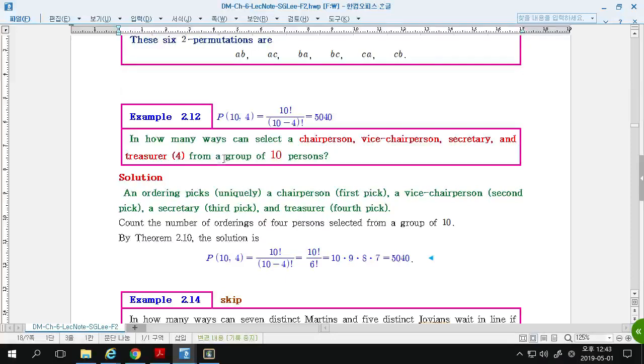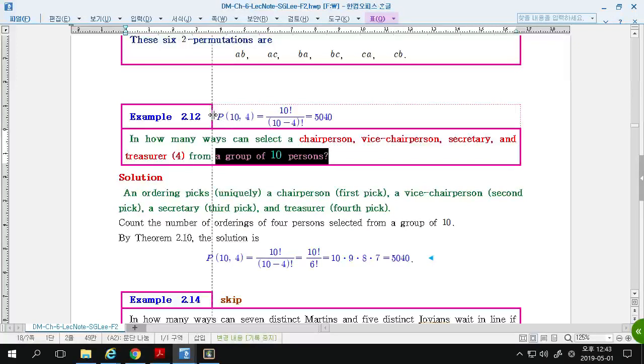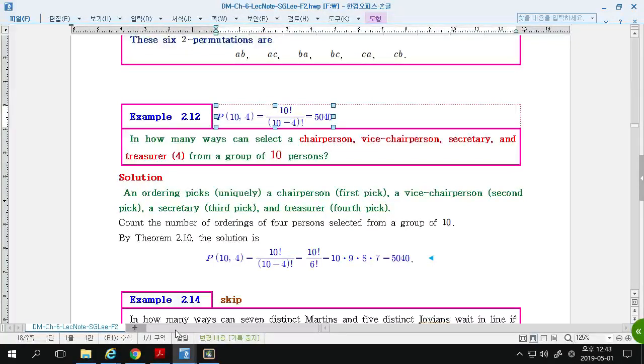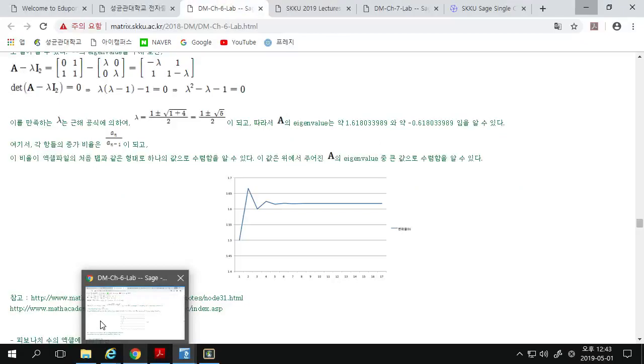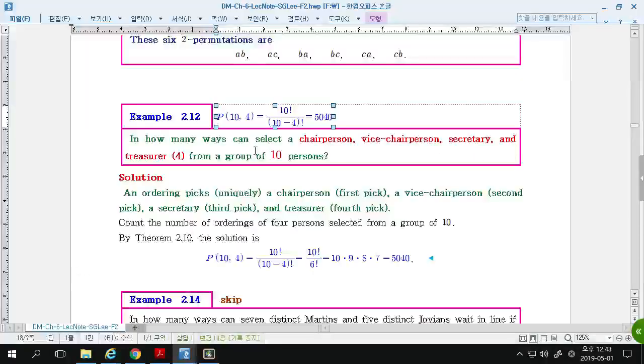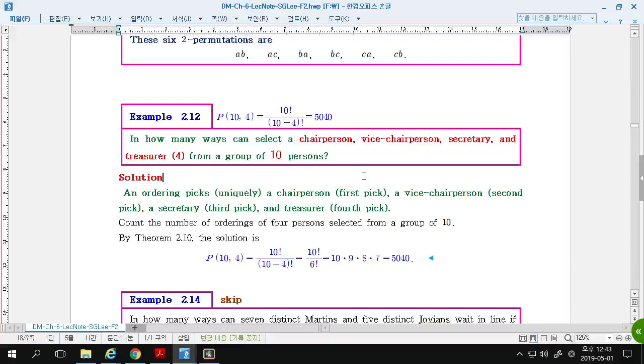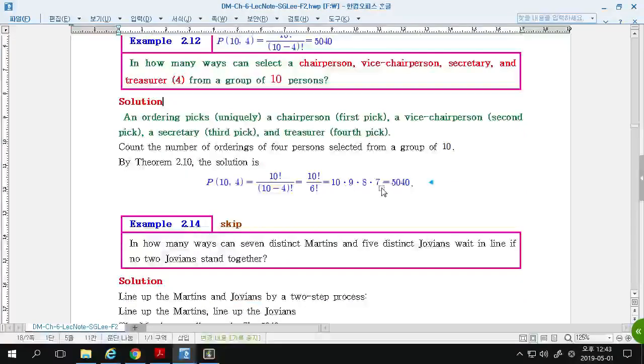Anyway, next, in how many ways can we select a chairperson, vice chairperson, secretary, and treasurer, the 4 positions, from a group of 10 persons? How many ways? We have 10 persons. We want to choose 4 persons in order because each position has its own name. So it's a permutation, choosing 4 persons out of 10 in order. So this is P(10, 4), isn't it? So 10 factorial over 10 minus 4 factorial, which is 10 times 9 times 8 times 7, okay, which is 5040. Like this. Understand?